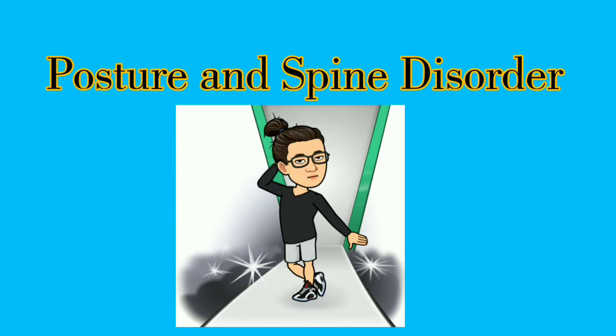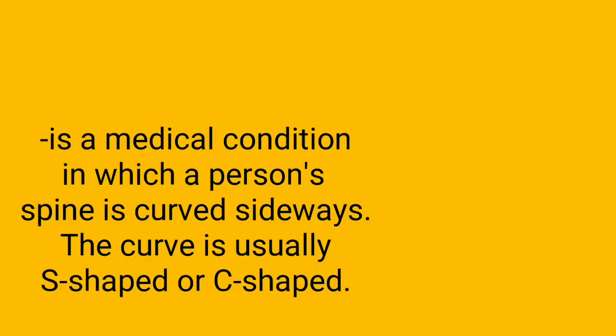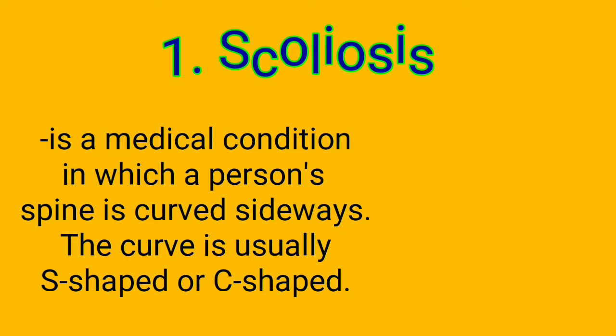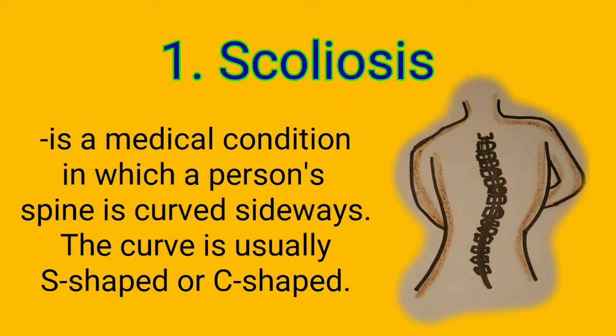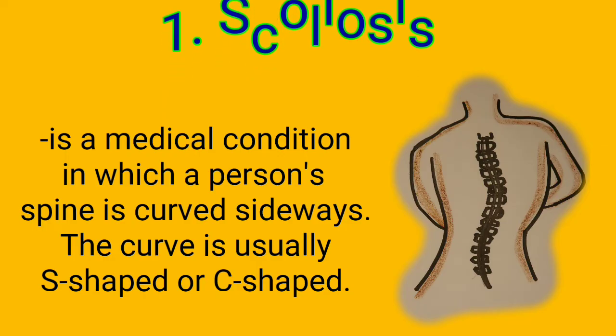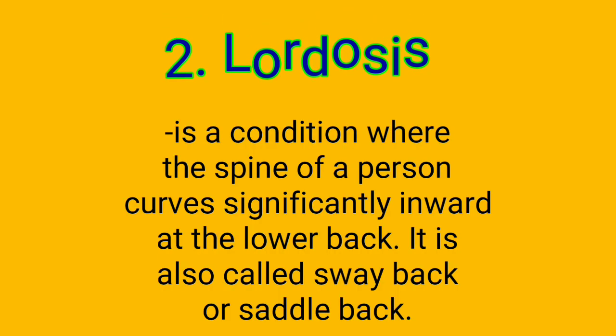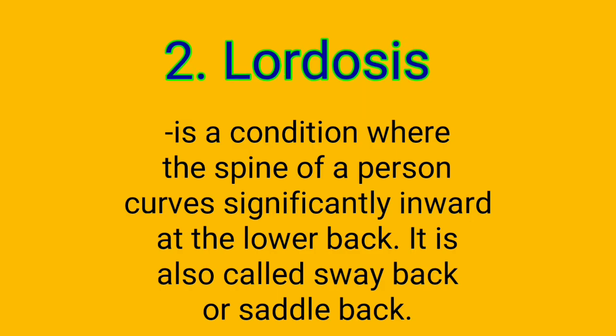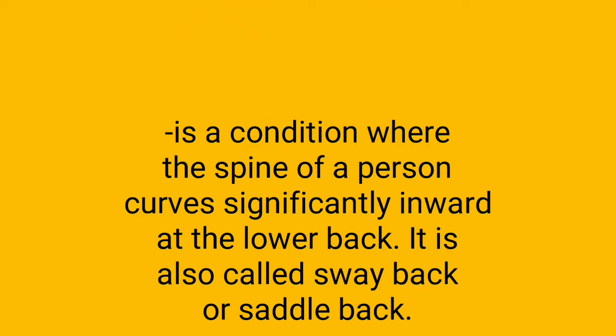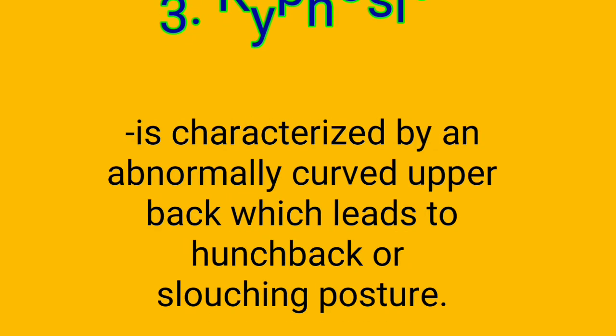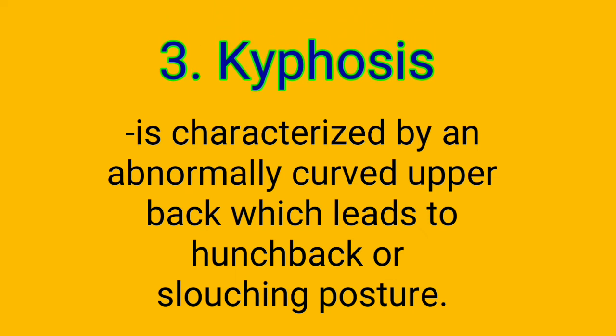Posture and spine disorder. Scoliosis is a medical condition in which a person's spine is curved sideways. The curve is usually S-shaped or C-shaped. Lordosis is a condition where the spine of a person curves significantly inward at the lower back. It is also called sway back or saddle back. Kyphosis is characterized by an abnormal curved upper back which leads to hunchback or slouching posture.